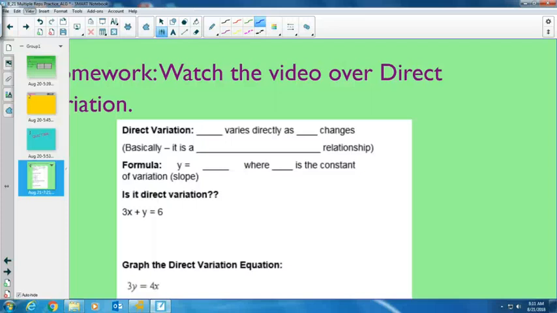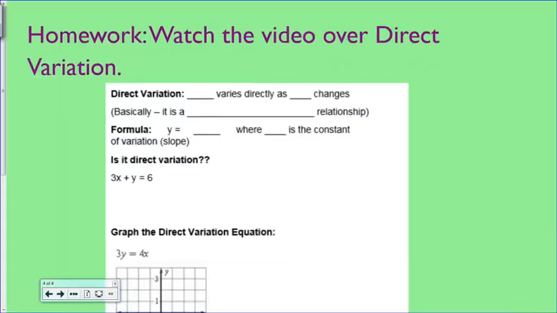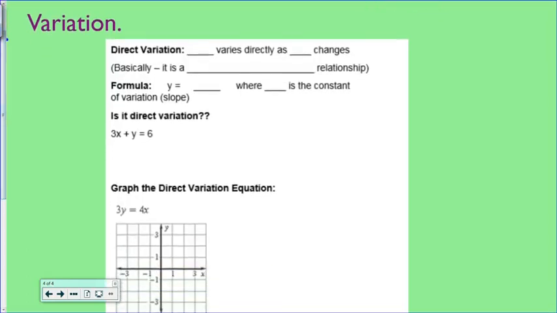Okay, these are your homework video notes over direct variation. So let's go ahead and start with our definition. What is direct variation? Direct variation, y varies directly as x changes. So basically, as one variable changes, so does the other. It is a proportional relationship.